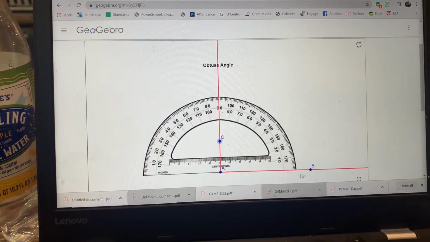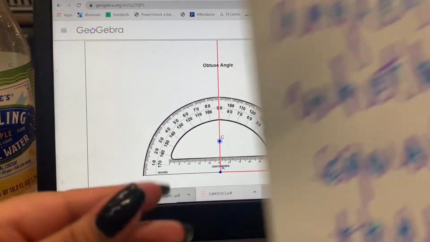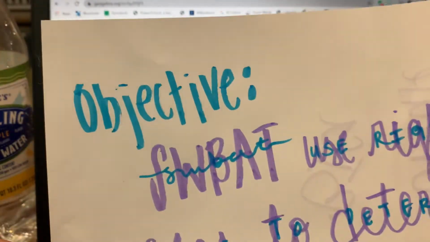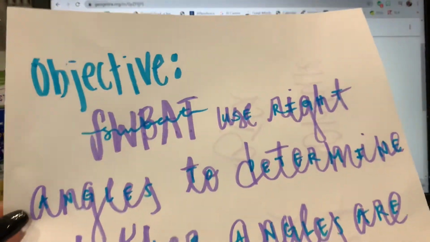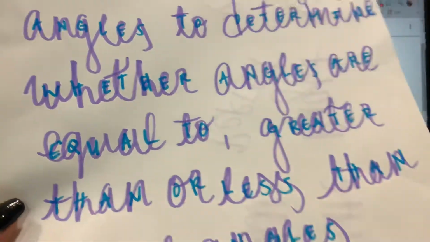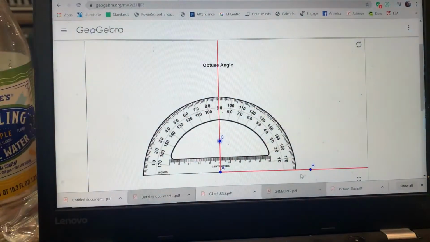All right, everyone, if you notice today's setup looks a little bit different because we are going over angles. So the objective is students will be able to use right angles to determine whether angles are equal to, greater than, or less than right angles. Before we get started, what is a right angle?